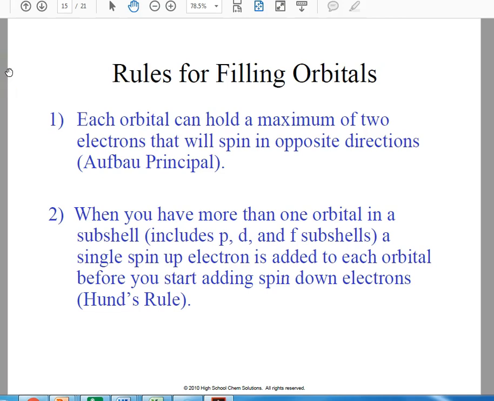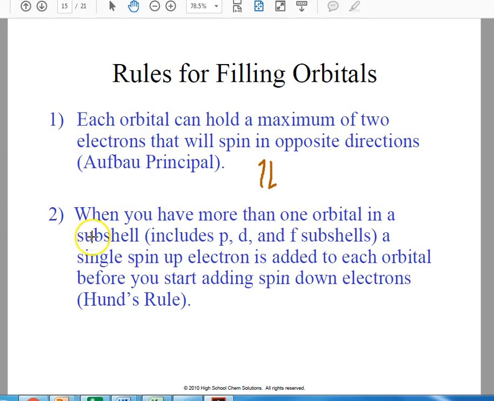Alright, now let's talk about orbitals. Hopefully you saw orbitals in the POBL, and you should have seen these rules there as well. Each orbital can hold a maximum of 2 electrons, and those electrons are going to have opposite spins. So that's going to be an up spin and a down spin. This is ruled by the Pauli exclusion principle.